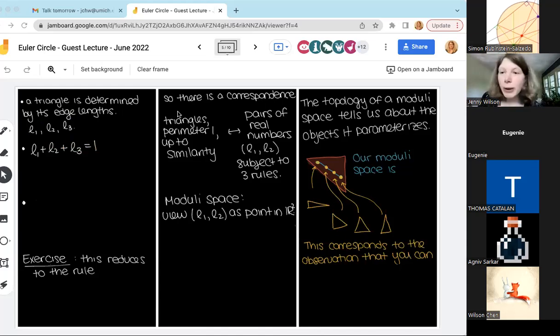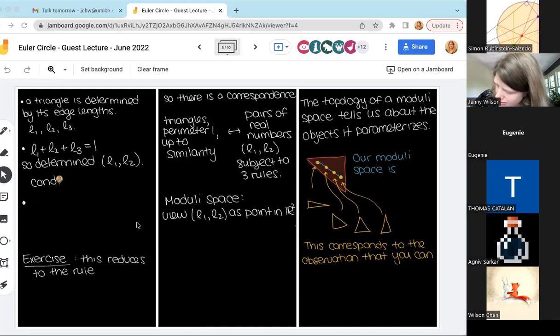And so that means if I know L1 and L2, if I know 2 of my edges, then I know what the third one is by this condition. So it's determined by the 2 real numbers, L1 and L2. And something that I encourage you to think about if you haven't already: if we're given 3 real numbers, L1, L2, and L3, under what extra conditions will those 3 real numbers be the edge lengths of a triangle?